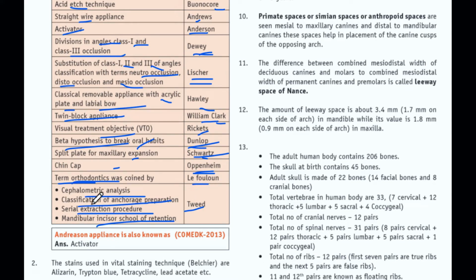Tweed gave us cephalometric analysis, classification of anchorage preparation, serial extraction procedure, and mandibular incisor, school of retention.